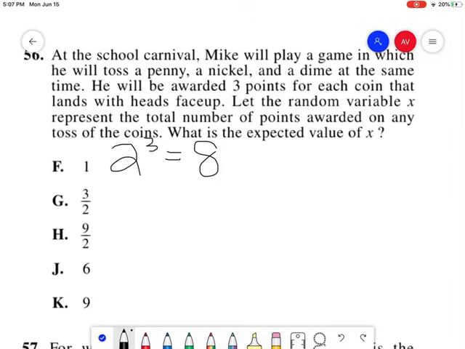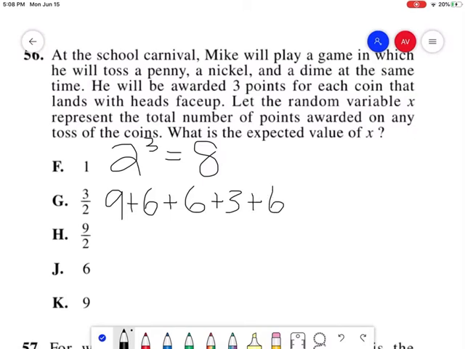So the first scenario could be heads, heads, and heads, which will give us 9 points. The next scenario could be heads, heads, and tails, which would give us 6 points. The next scenario could be heads, tails, and heads, which would give us 6 points. The next could be heads, tails, and tails, which would give us 3 points. The next could be tails, heads, heads, which would be 6 points.